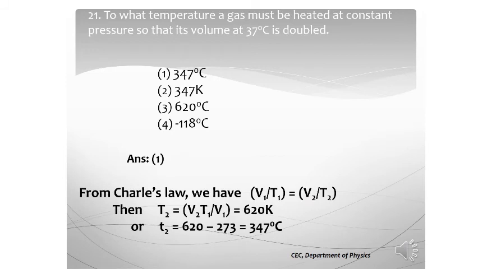This is calculated from Charles' law. We have V1 by T1 equal to V2 by T2, or T2 is equal to V2 T1 by V1. Substitute the values and calculate. We will get 620 Kelvin, or in degree centigrade scale it is 347 degree centigrade.